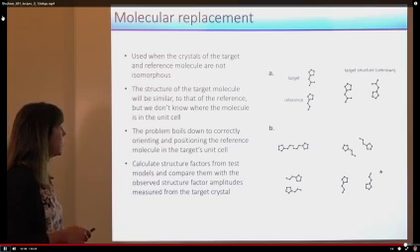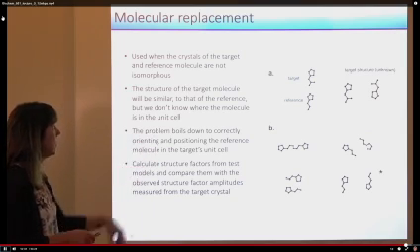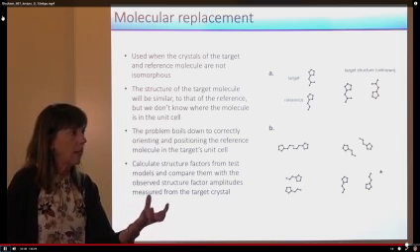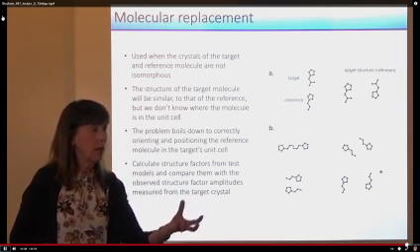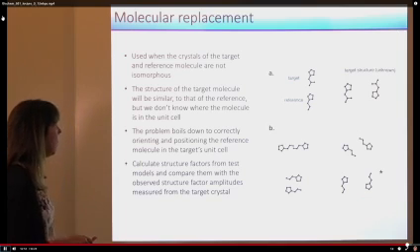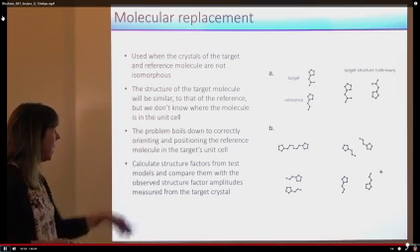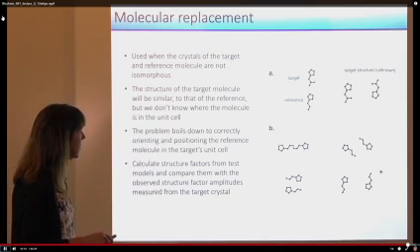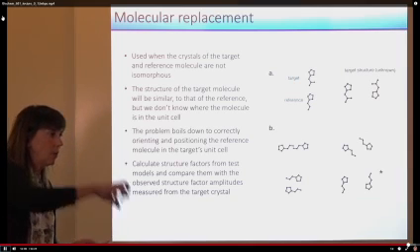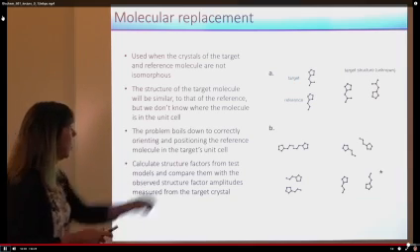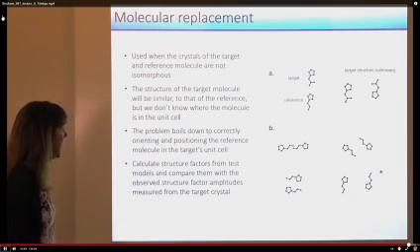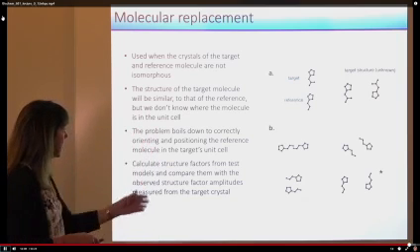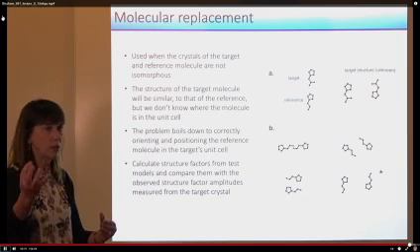Here, for example, is the target of your unknown. So you know this is the structure. You crystallize that target unknown, and you collect the data, right? And then you have a diffraction pattern. And then what you do is you take your reference molecule and you start putting it in the unit cell. So the reference would be, for example, the bacterial galactose mutarotase. And you position that model into the unit cell of your target structure, and then you compare the diffraction pattern that you had in your model here versus what you actually collected.